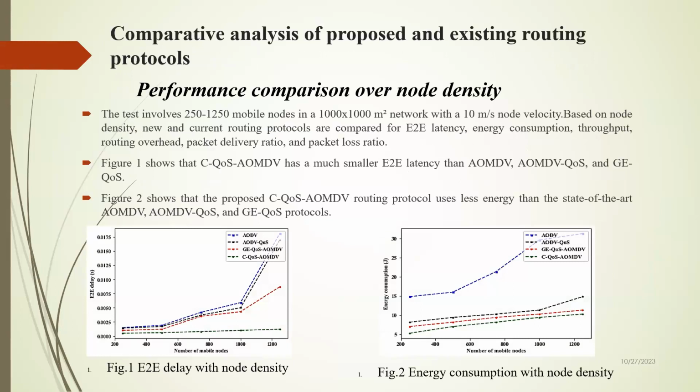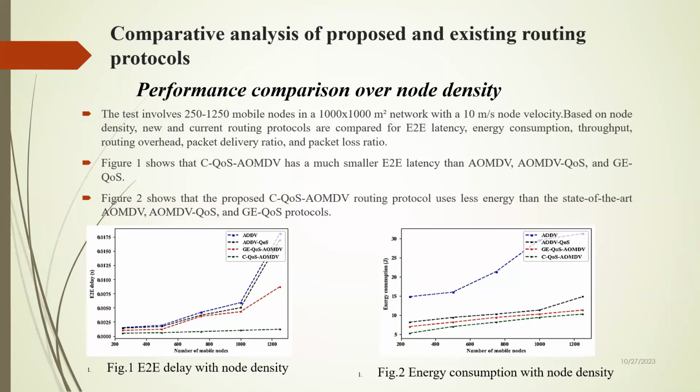first one, the performance comparison over node density, and next we have to see the performance comparison over the node speed, including the 250 to 1250 mobile nodes in a thousand by thousand meter square network area with the node velocity of 10 meters per second. For the performance comparison of our proposed and existing routing protocols over node density, we include the E2E delay and energy consumption, throughput, routing overhead, packet delivery ratio and packet loss ratio.